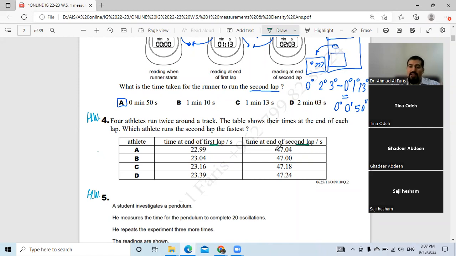The second lap the fastest means I need to subtract the time between the second and the first, as I did here. So I need here to subtract minus 22.99. Here I need to subtract minus 23.04. Here the same thing, minus 23.16. Here minus 23.39. And to know which one is the fastest, that means I will get the least time as an answer.